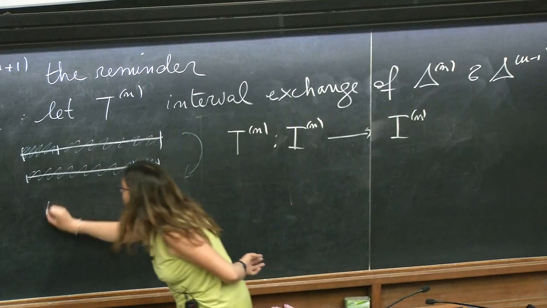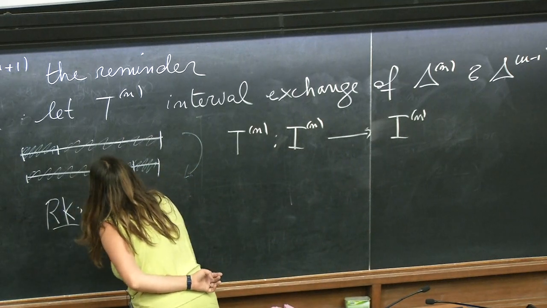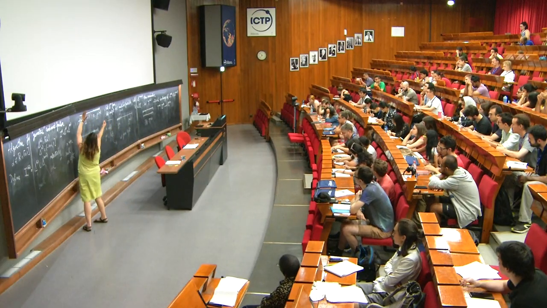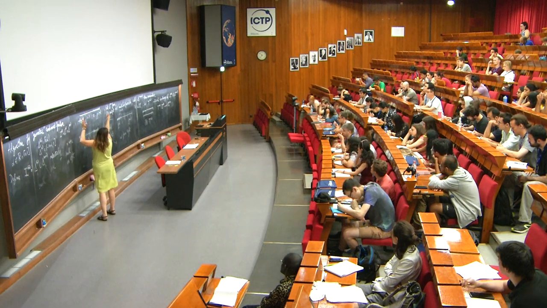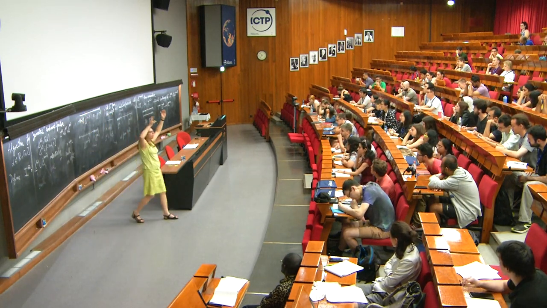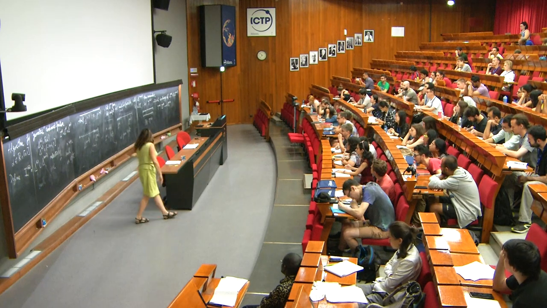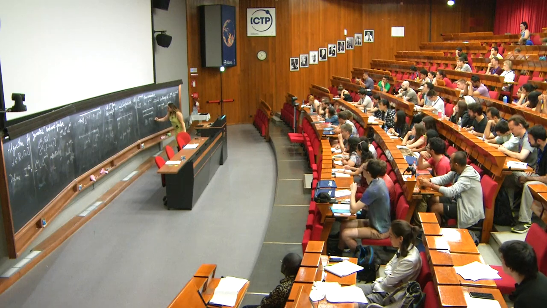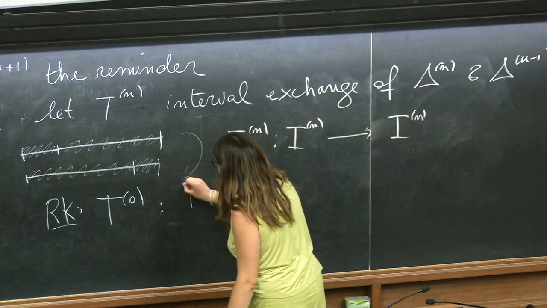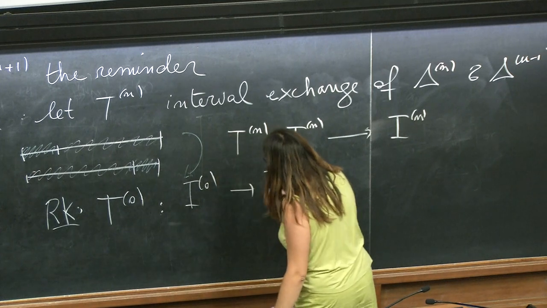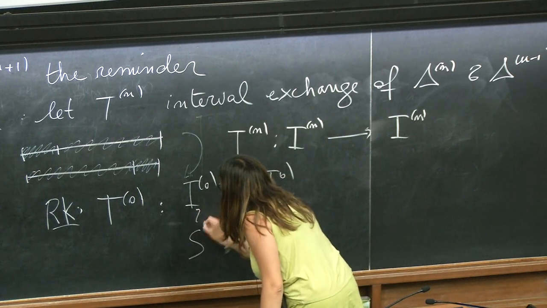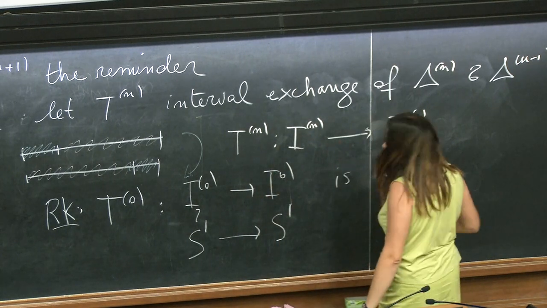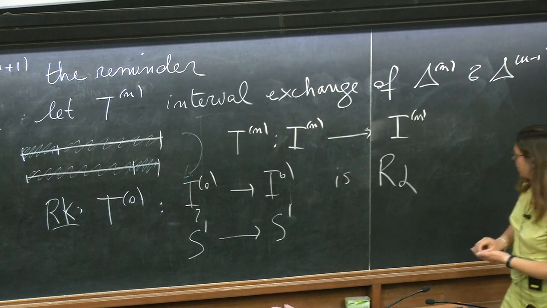And remark, if I look at T 0, I 0 has length 1. And this T 0 is nothing else than a circle cut open at alpha. This map, we already saw, is just a rotation. So T 0 is a map from I 0 to I 0. If I identify this with a circle, this is the rotation by alpha, our usual rotation by alpha.